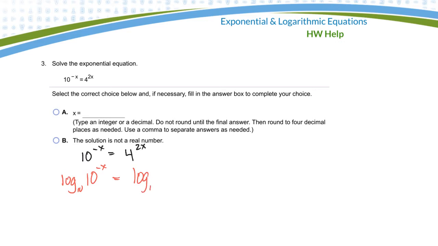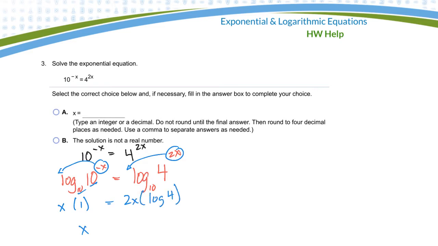And then log base 10 of 4 to the 2x. Okay, now I can use the power rule to bring that minus x out to the front and also the 2x out to the front. So I'll have x times log base 10 of 10, samesies, so that just cancels out. So that'll be 1. X times 1 is just x. And then on this side, I'll have 2x times the log base 10 of 4.